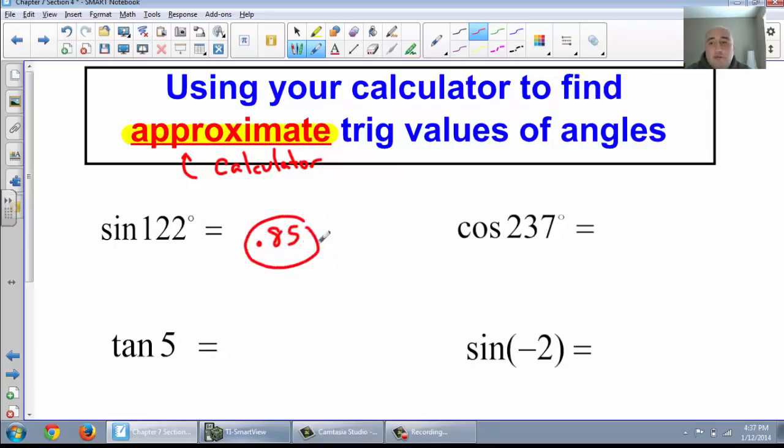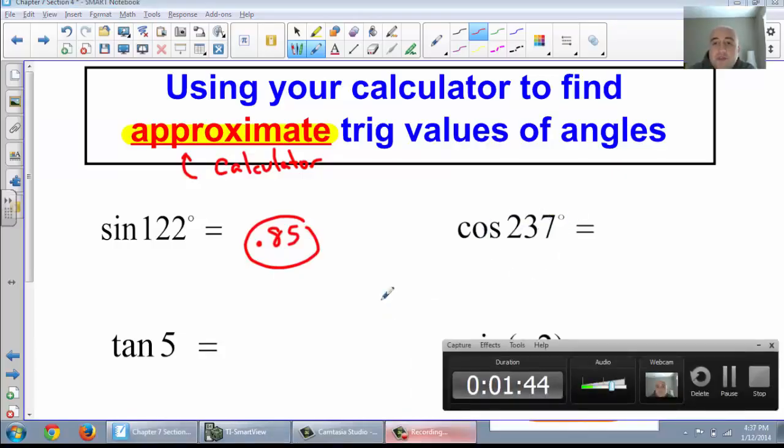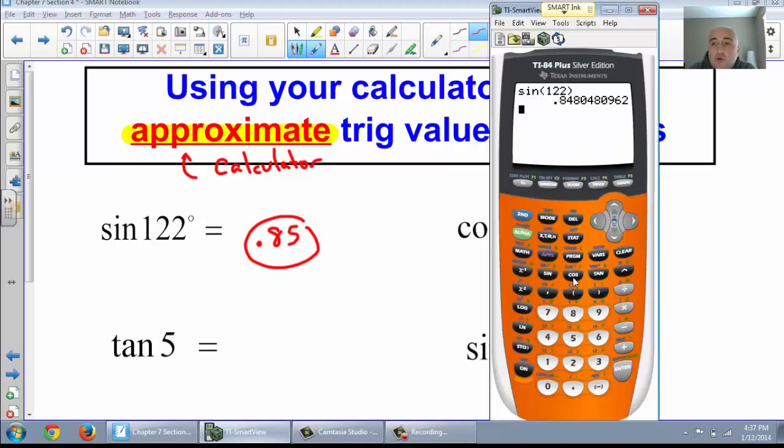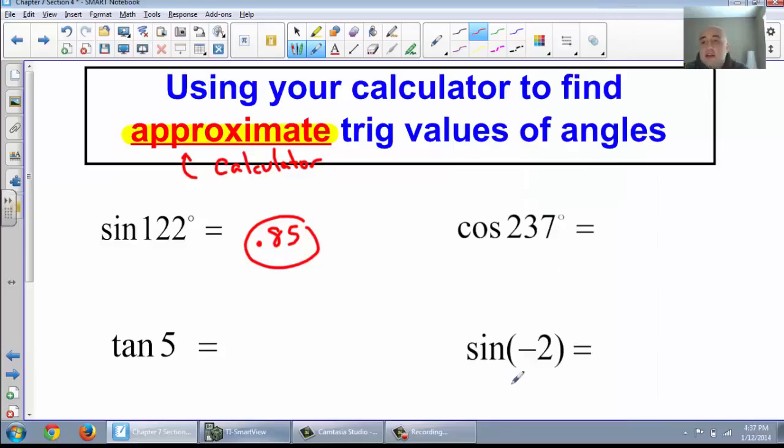All right. Next one, same thing. We're in degrees. We're doing cosine of 237. Cosine of 237 degrees is negative 0.54.